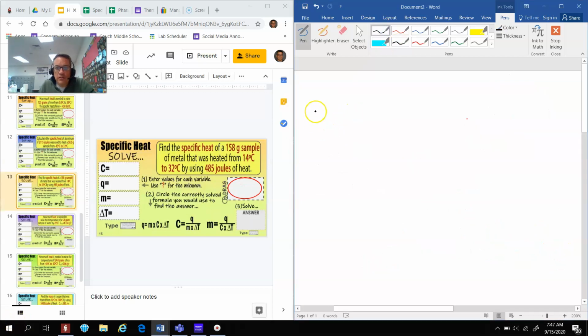We'll find the specific heat of this one. So let's get our letters out again. Identify everything. Find the specific heat. That means I don't know C. 158 grams. It's heated from 14 to 32.